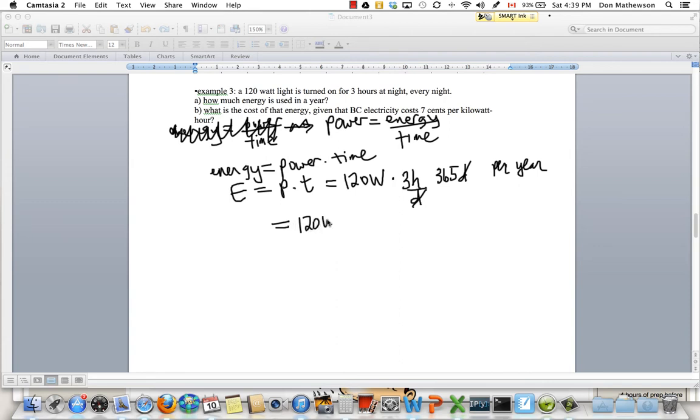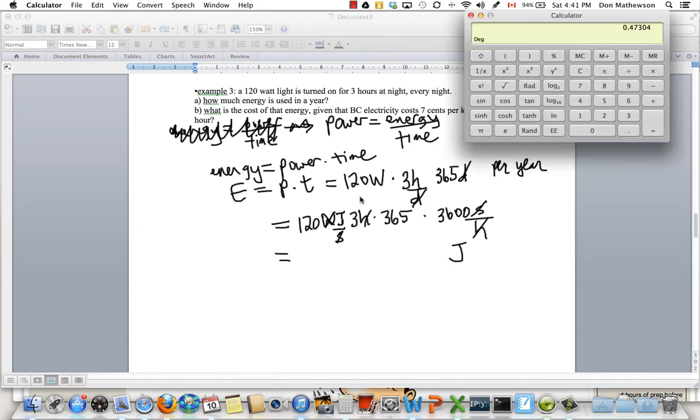So we got 120 watts, 3 hours times 365. The days is already canceled. And then there would be 3,600 seconds in every hour. So that would now give me watt seconds. But of course, a watt, that's a joule per second. So let me wipe that out and replace it with a joule per second. So now the seconds cancel out, and I find the number of joules of energy that I use in a year of using this light bulb, leaving it on 3 hours every single day.